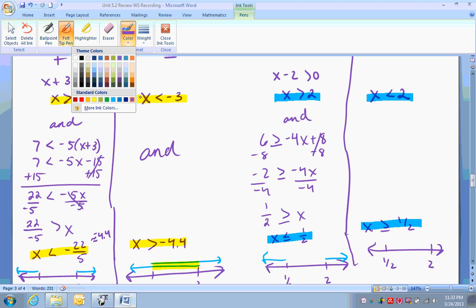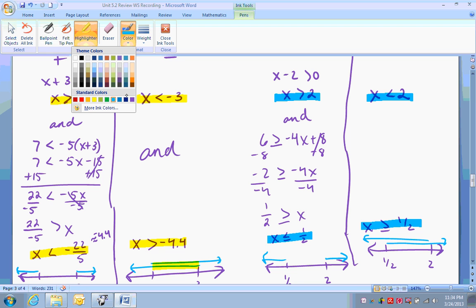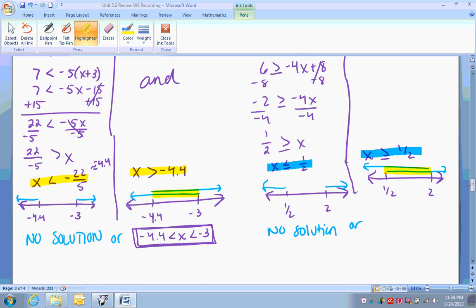And then I need to shade. So x must be less than 2, sorry, and x must be greater than or equal to 1/2. And where both of those things are true is in between those two values. So my answer in this case is 1/2 must be less than or equal to x, which must be less than 2. And that is the answer to my inequality.